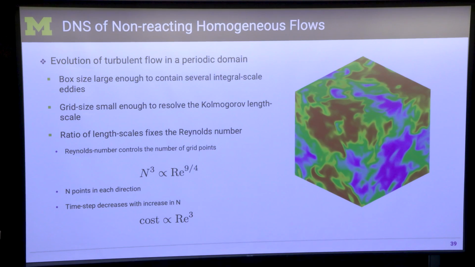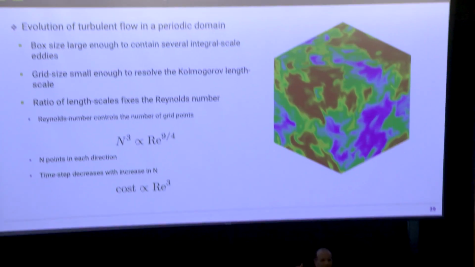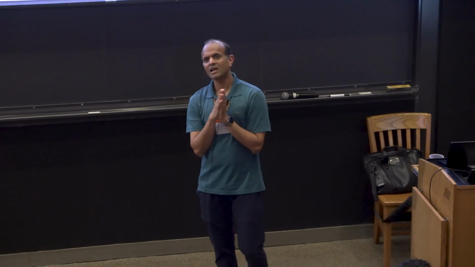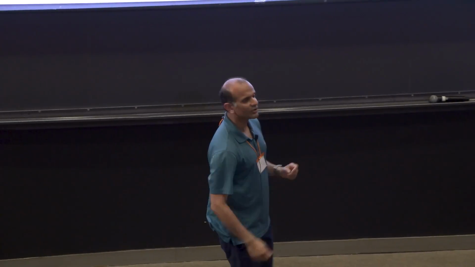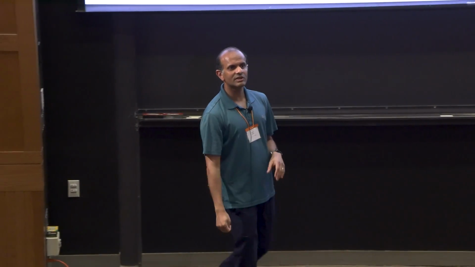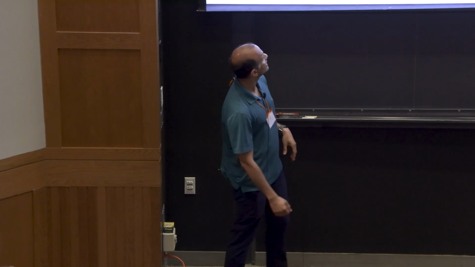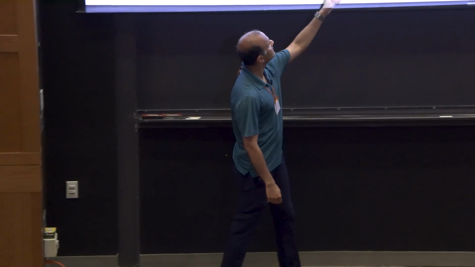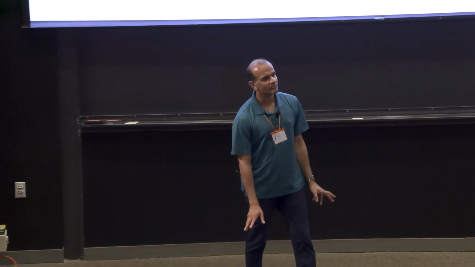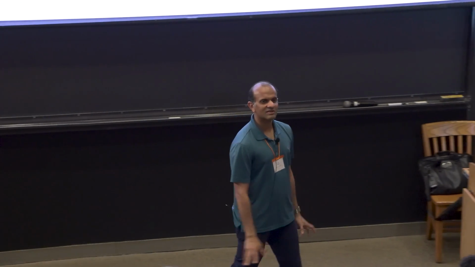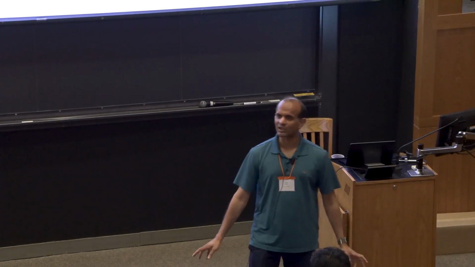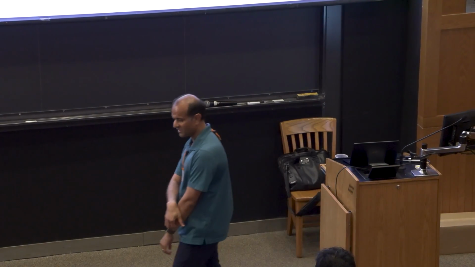Now, time step in any CFD is linked to the grid. That's the CFL criterion, if you have taken CFD courses. So I cannot take a big time step when my grid is very small. My time step is limited by how big my delta x is. So it adds another Reynolds power 3/4 factor to it. So the cost of a simulation is Reynolds cubed. And this cannot be overcome. This is as simple as that.